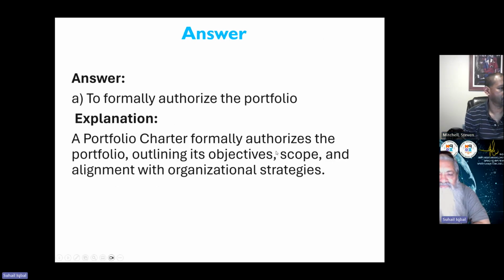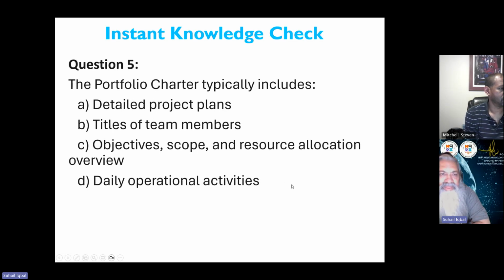A portfolio charter formally authorizes the portfolio, outlining its objective, scope, and alignment with the organizational strategies.